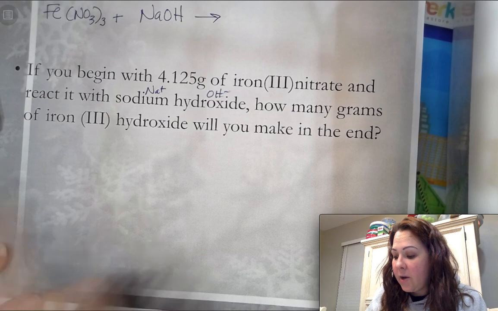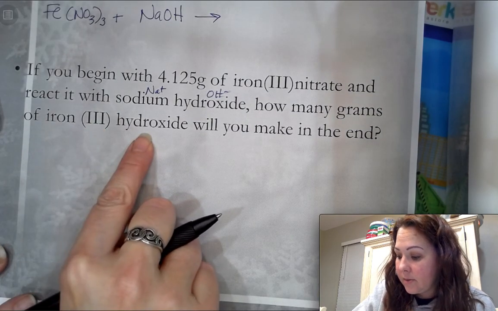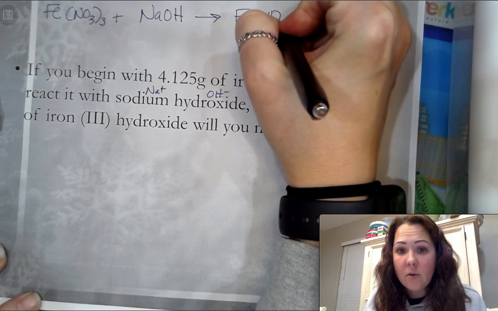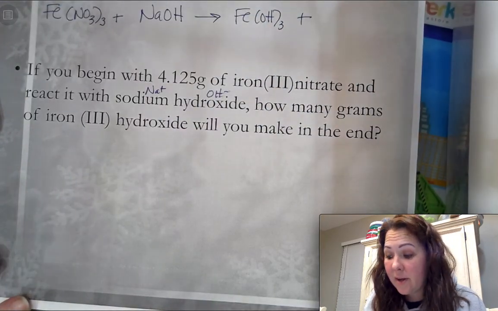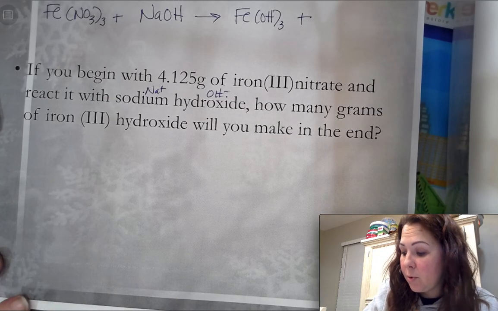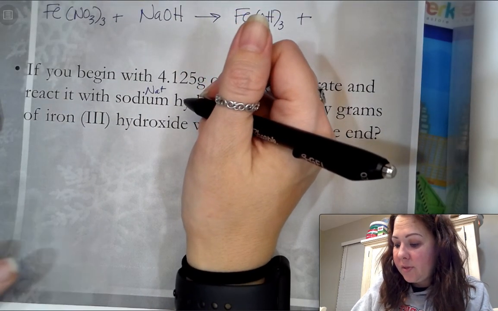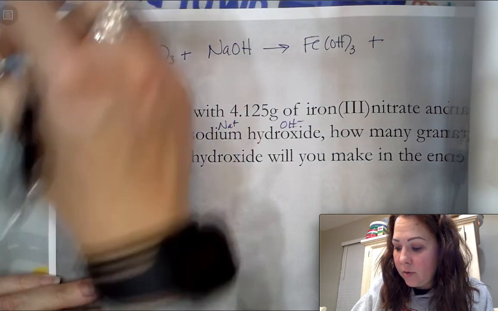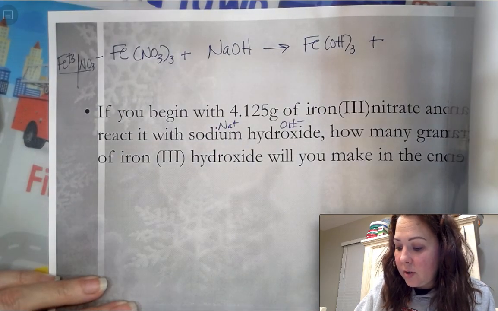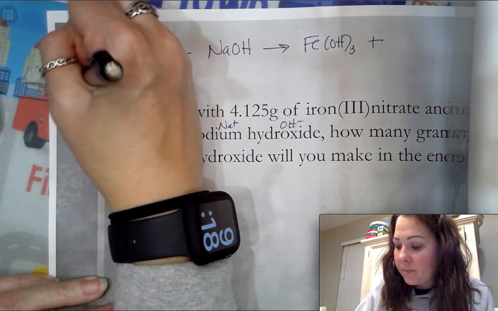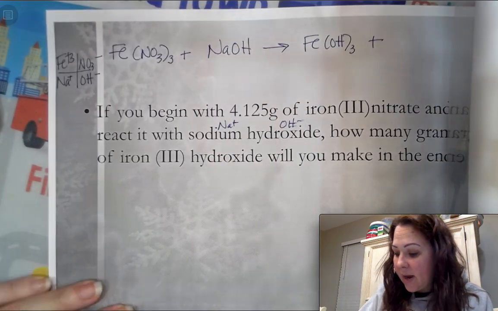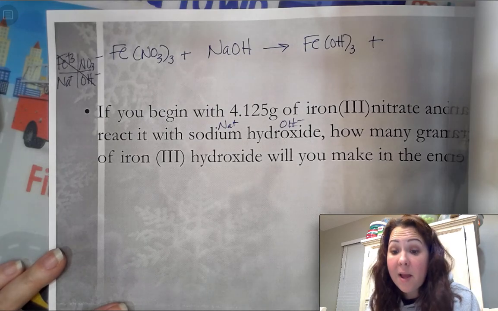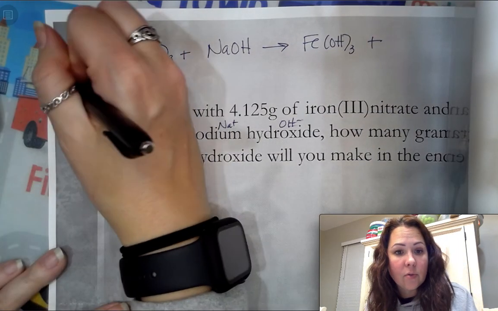It says that I'm making iron 3 hydroxide for one of my products. I don't know my other product, so I'm going to have to predict it. When we predict our products, just use a little bit of space over here. I have iron with a +3, I have nitrate NO3 -1, I have sodium, and I have hydroxide. So right now, I already know that these two crossing together are iron with my hydroxide. My other product is NaNO3.